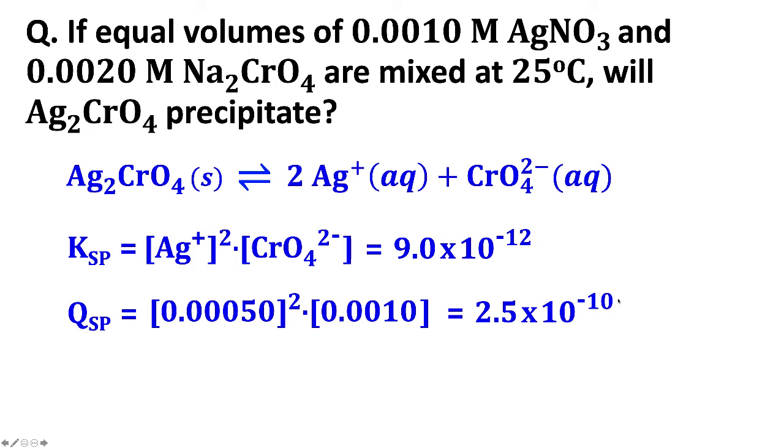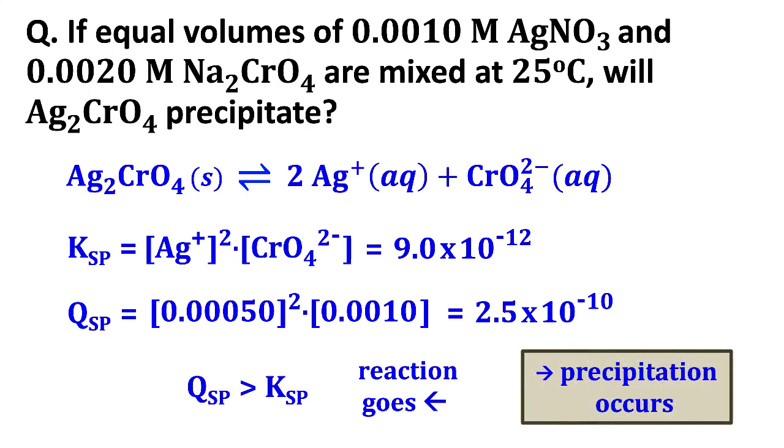Now the reaction quotient, Q, is a very small number, but 2.5 times 10 to the minus 10th is bigger than 9.0 times 10 to the minus 12th. So when we compare the two, the Q sub SP is bigger than the K sub SP, and if the Q is bigger, then the reaction goes to the left, and going to the left means forming more solid, or forming solid, which is precipitation. So because Q is greater than K, we can determine that precipitation will occur with these conditions.